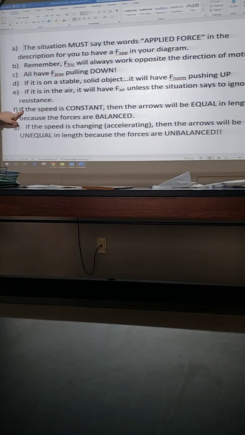Here's what I just drew up on the board. If the speed is constant, then the arrows are going to be equal in length because the forces are balanced. If the speed is changing or accelerating, then you're going to have arrows of unequal length.